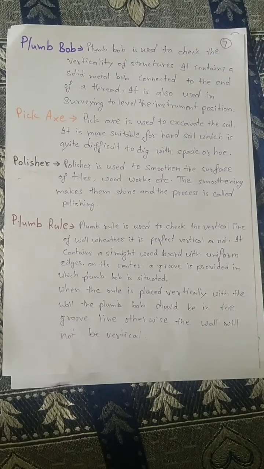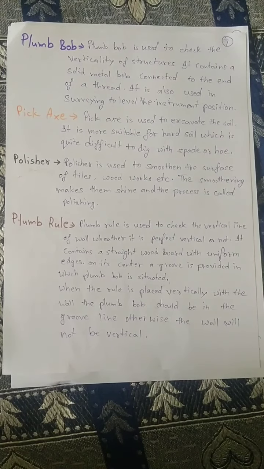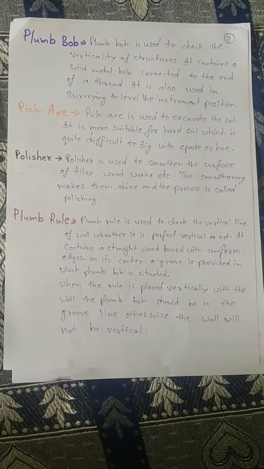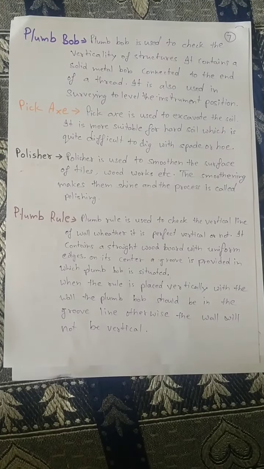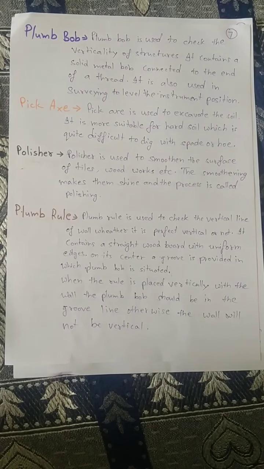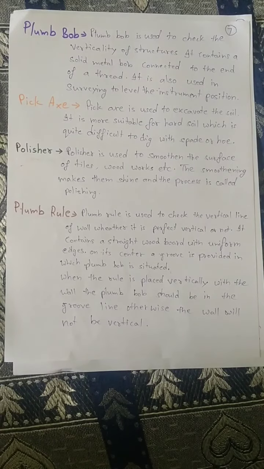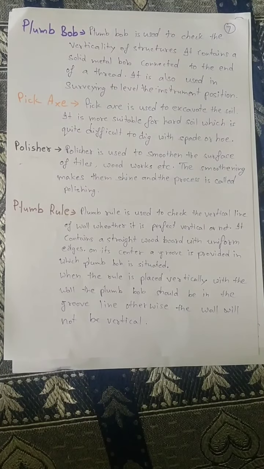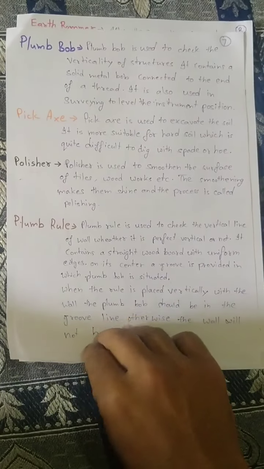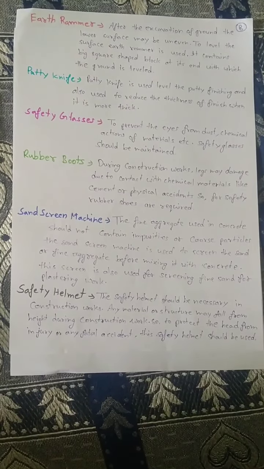Plumb rule. Plumb rule is used to check the vertical line of wall, whether it is perfectly vertical or not. It contains a straight wood board with uniform edges and a groove at its center in which the plumb bob is situated. When the rule is placed vertically against the wall, the plumb bob should be in the groove line. Otherwise, the wall will not be vertical.